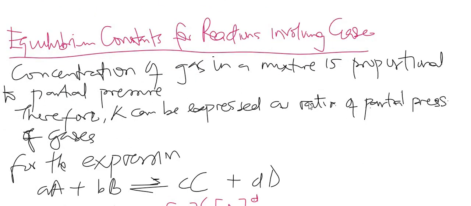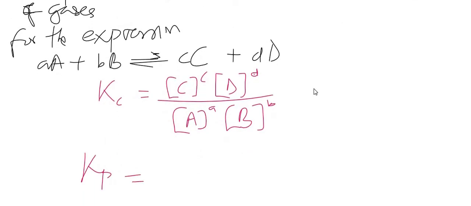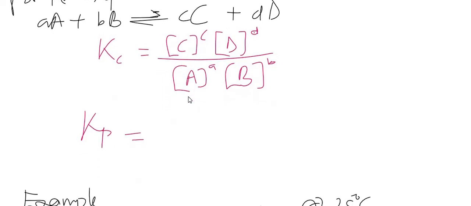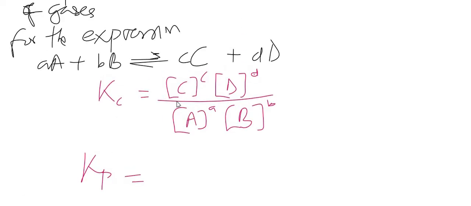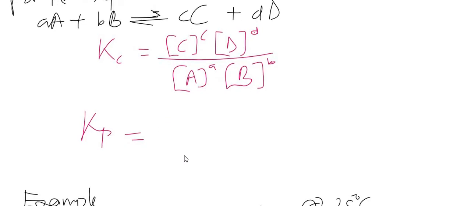Equilibrium constant involving gases. The concentration of a gas in a mixture is proportional to its partial pressure. Therefore, the equilibrium constant can be expressed as a ratio of partial pressures of gases. For this expression, the equilibrium constant is written as this. Because concentration is directly proportional to partial pressure, we can write the equilibrium expression in terms of the partial pressure.